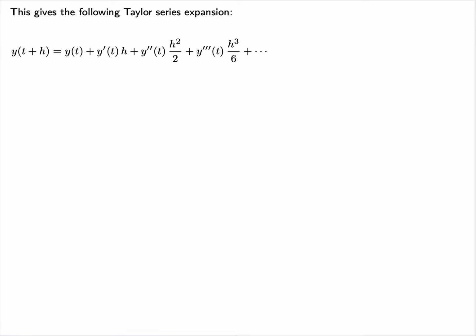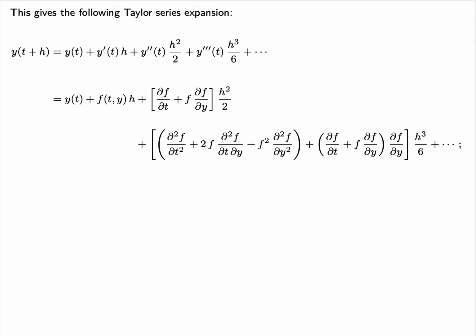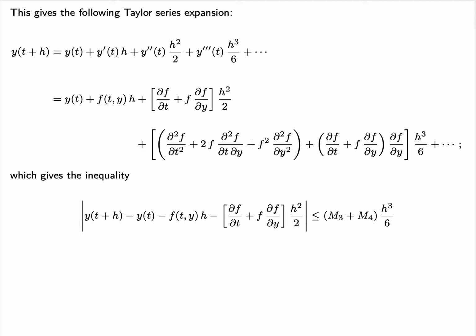Putting all of this together, we find the following Taylor series expansion. That is, here y of t plus h we can write in terms of y of t plus y prime of t times h plus y double prime of t times h squared over 2 plus y triple prime of t times h cubed over 6 and so forth. Using the substitutions on the previous screen, we can write all of our functions here in terms of this f and its various partial derivatives. This means that we have the following inequality.